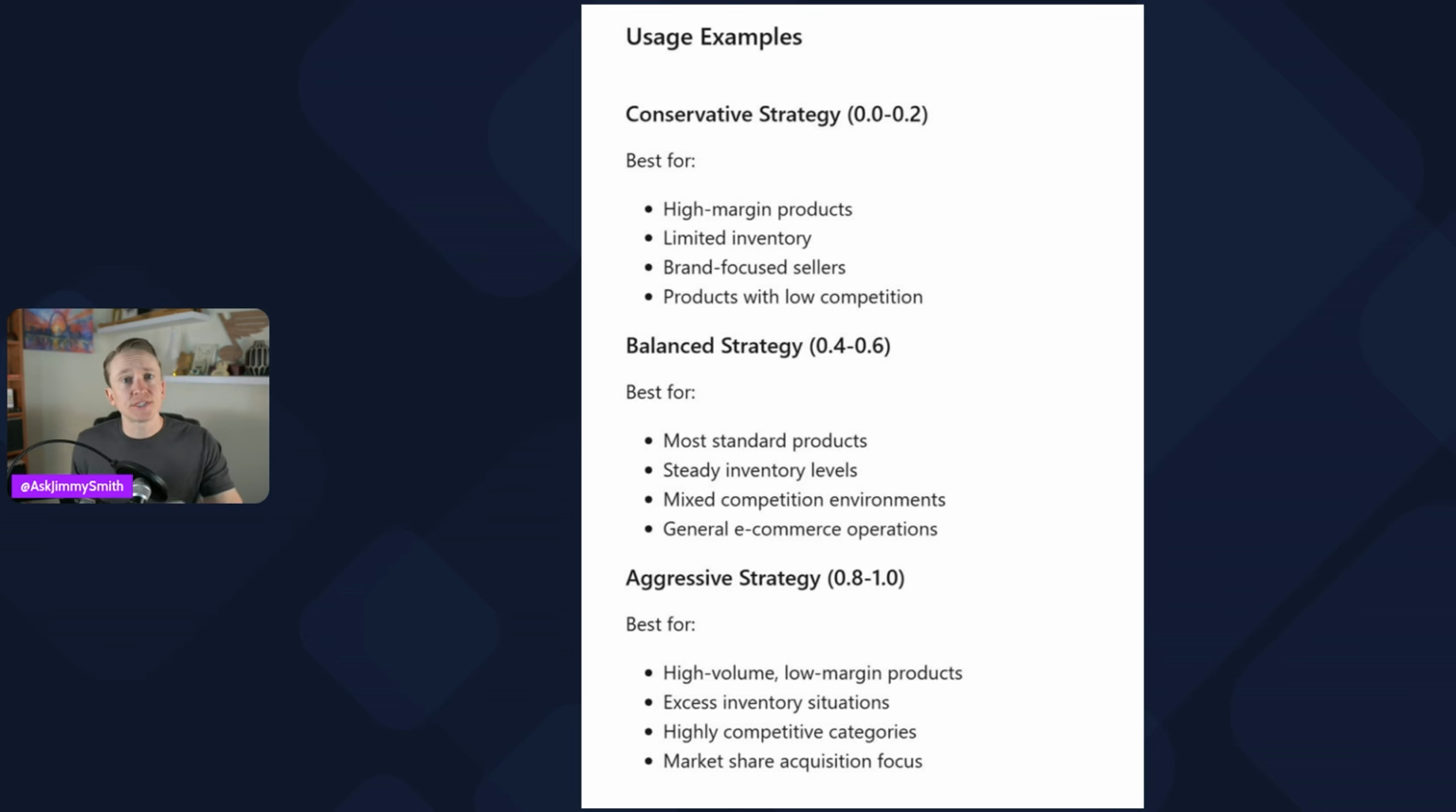Now, that balanced strategy is going to be between 0.4 to 0.6 in terms of the aggression slider there. And so that's going to be your standard products. That's probably what you see with most other repricers out there, is that it's going to be the standard. We're going to try to go for the buy box the majority of the time. Sometimes we're going to raise the price to try to get you a little bit of extra profit. And it's just going to play around a little bit more than in that conservative strategy standpoint.